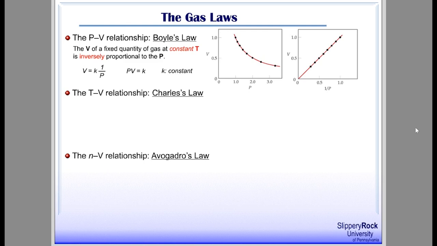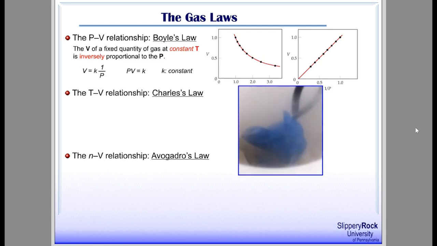Charles' law shows how temperature is related to volume at constant pressure and quantity. Look at the picture on the right. An air-filled balloon is immersed in liquid nitrogen. The temperature of liquid nitrogen is below negative 196 Celsius or negative 321 Fahrenheit. Under such low temperature, the air inside the balloon is cooled and liquefied. This leads to a sudden decrease of the volume of the balloon.